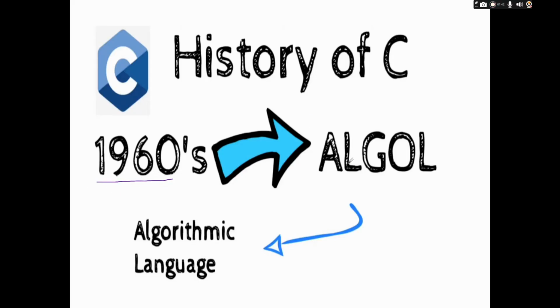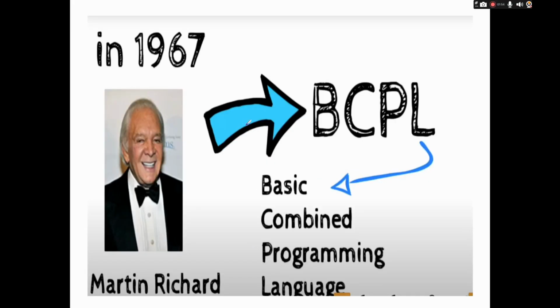In the 1960s, there was a language called ALGOL, an algorithmic language, which is again a high-level programming language used for certain business applications. Then in 1967, Martin Richards invented a programming language called BCPL, that is Basic Combined Programming Language. Again, it is a structured language. Structures means there are some specific procedures to implement a computer program.